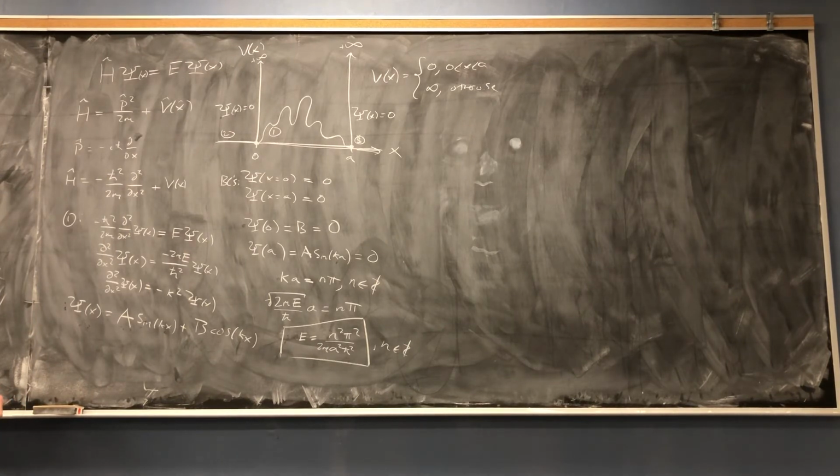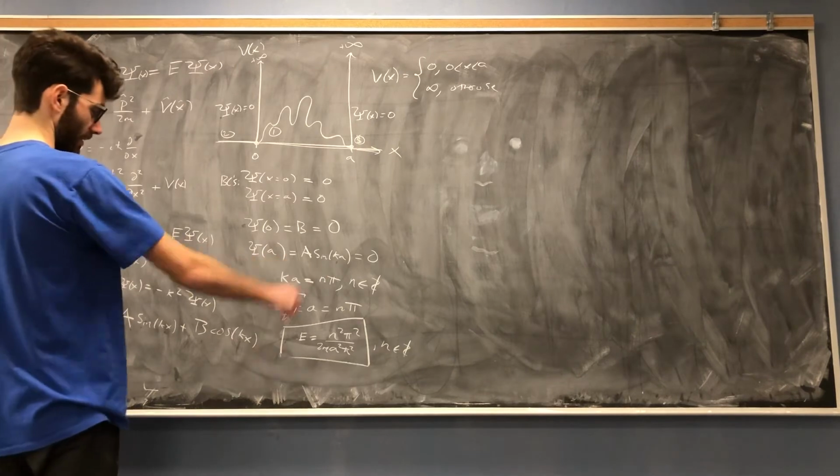The last thing to do, so we still haven't determined A. We know what k is, we know it's some integer multiple of pi.